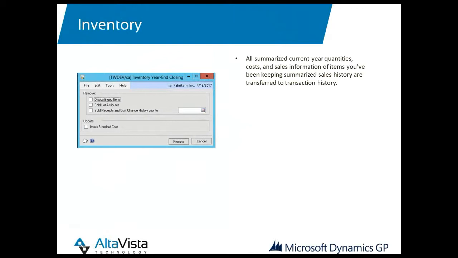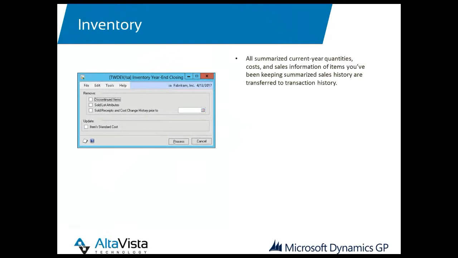Sold lot attributes, this is a good one. So if you had a lot number that you're tracking, assuming you are tracking lots, not everyone is, but if you are, if you brought a lot into inventory and you fully sold it, you no longer have it, GP will actually keep the history of that lot around, so you can go back and look at old transactions. Well, I guess you could do that anyway, but just basically remove the layers for that lot. So it's a housekeeping step.